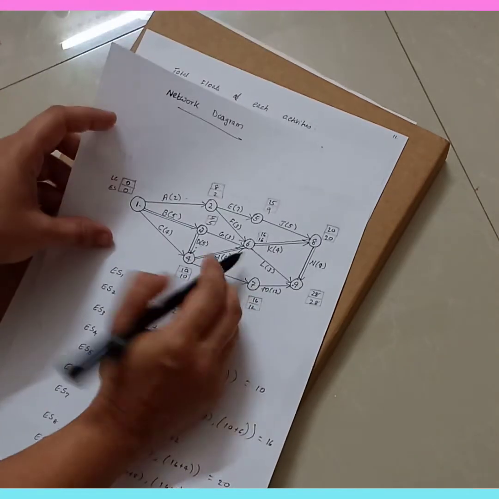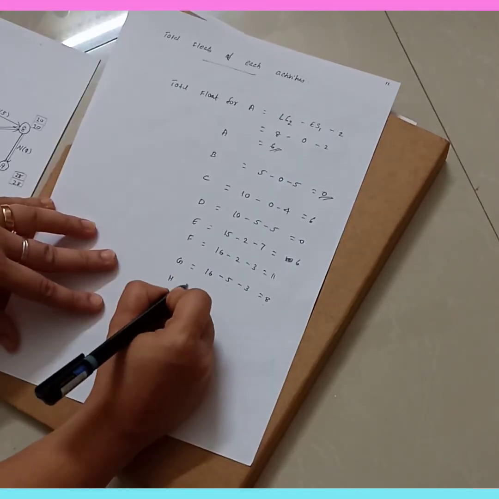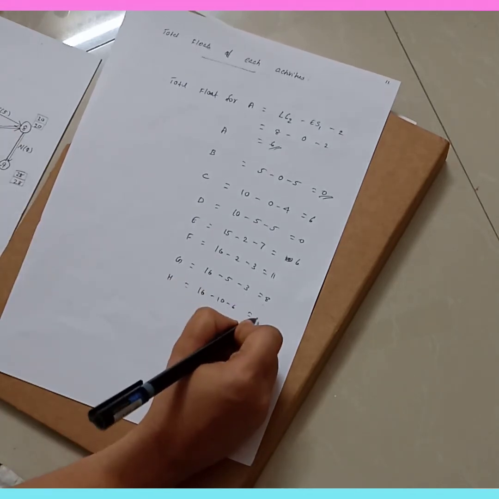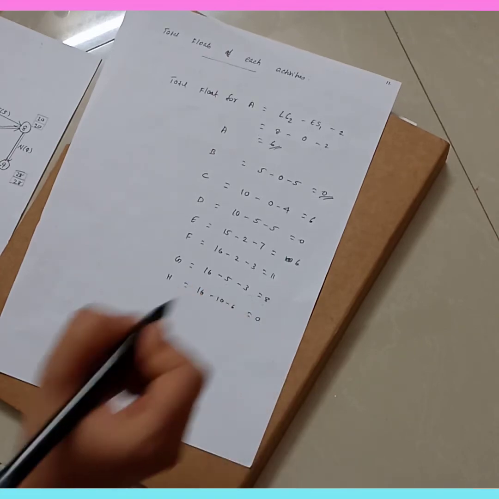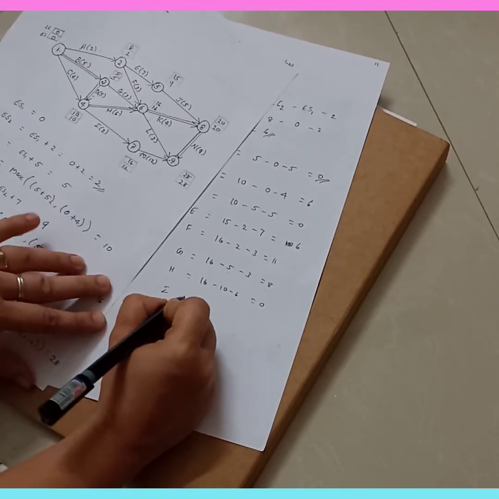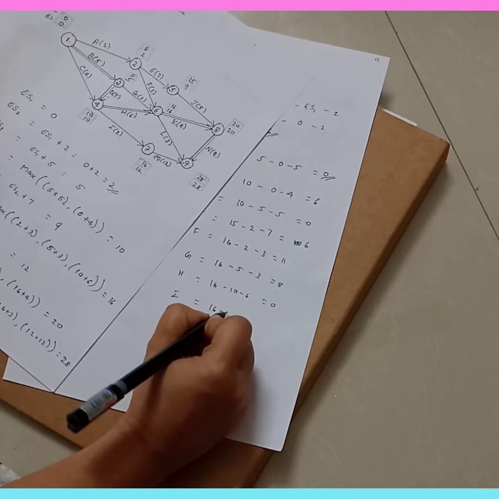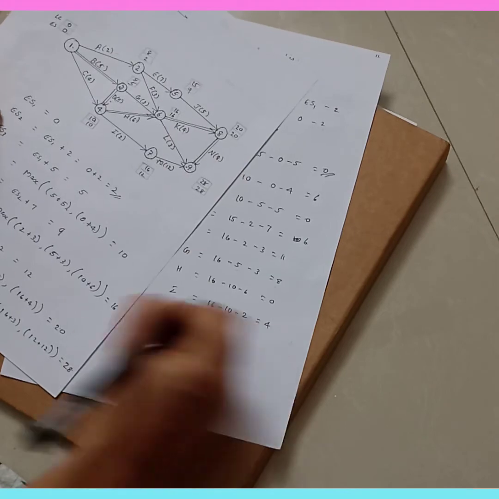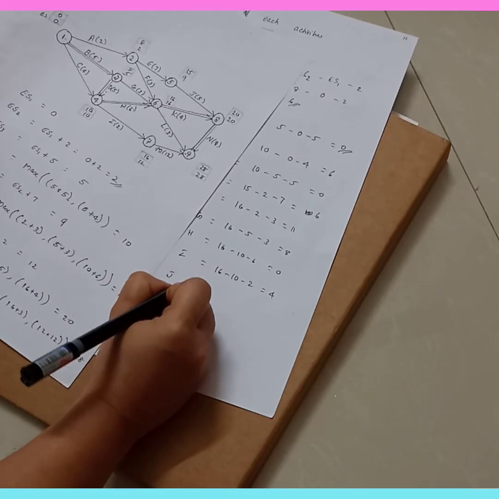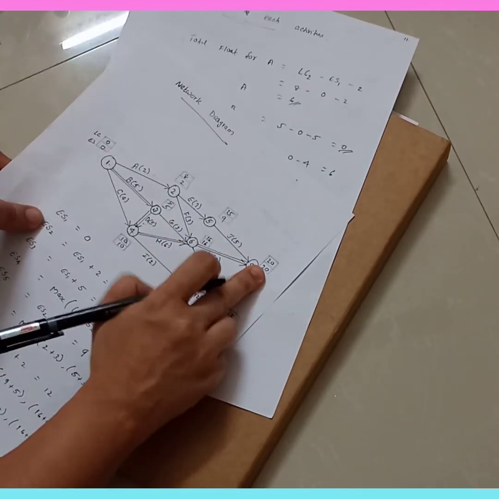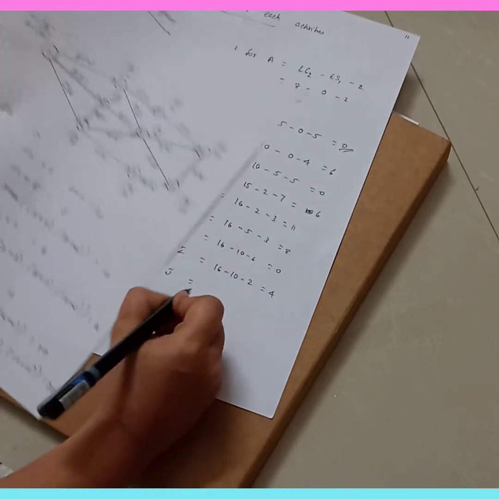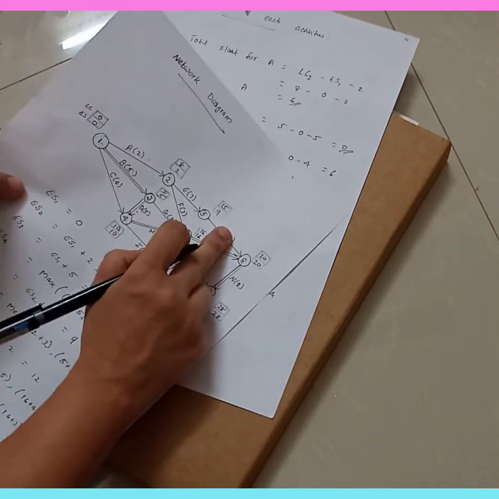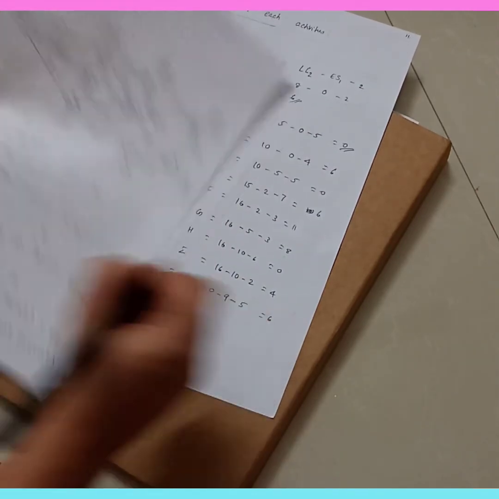Now look at G. Then H. H is equal to 16 minus 10 minus 6, which is equal to 0. Then I. You have I, 16 minus 10 minus 2, that is equal to 4. Then J. J is equal to 20 minus 9 minus 5, which is equal to 6.